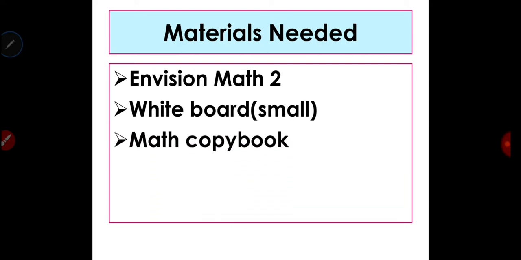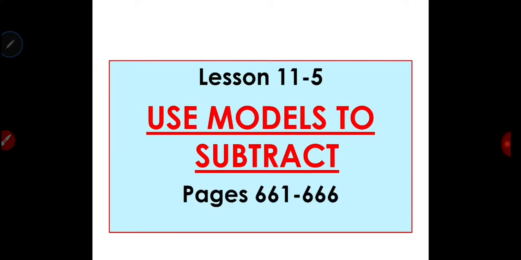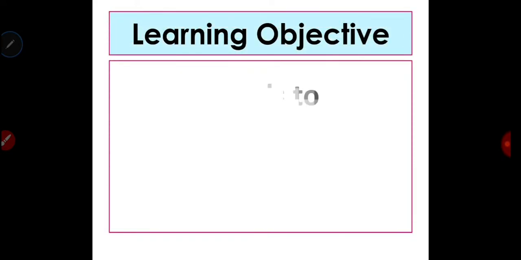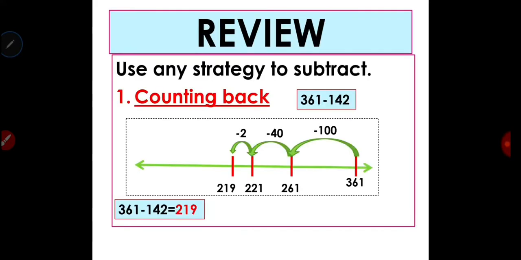For today's lesson, we need a math textbook, whiteboard, copybook, pencil, and marker. Lesson 5, use models to subtract. Our objective, use models to subtract 3-digit numbers. But before we proceed, let's review our past lesson.